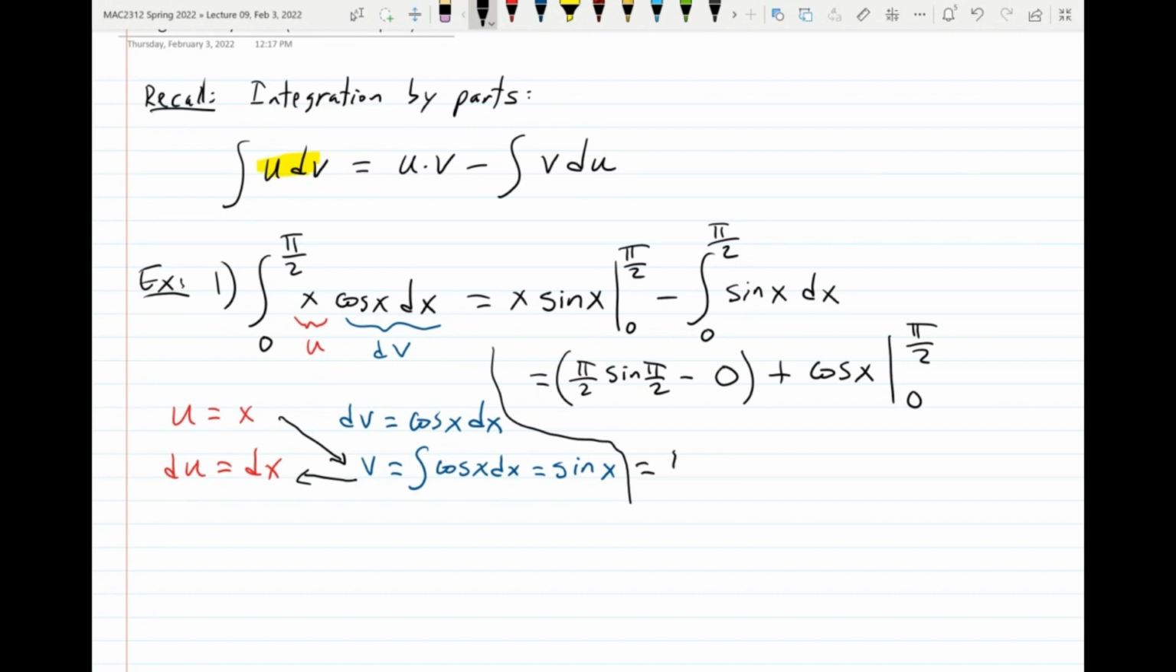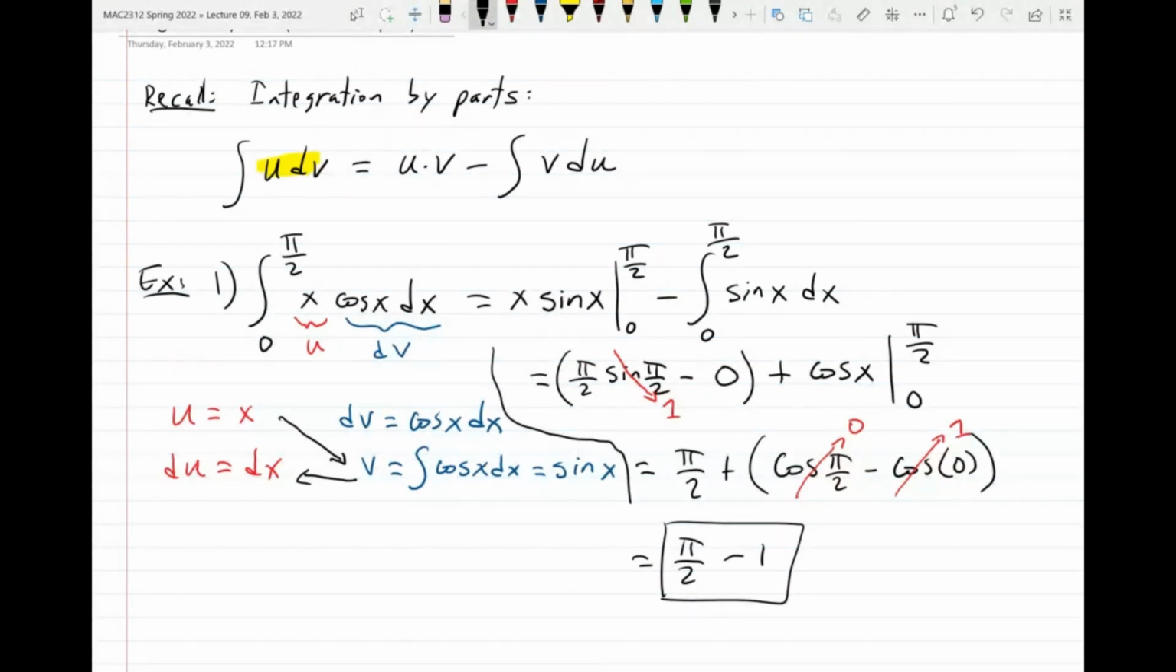Okay? So remember that sine of pi over 2, what is this? It's equal to 1. Good. So here we just get pi over 2 plus, and then here we have cosine of pi over 2 minus cosine of 0. What's cosine of pi over 2? 0. What's cosine of 0? 1. Very good. So we get as an answer pi over 2 minus 1.